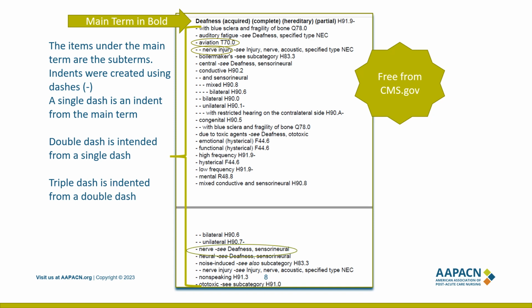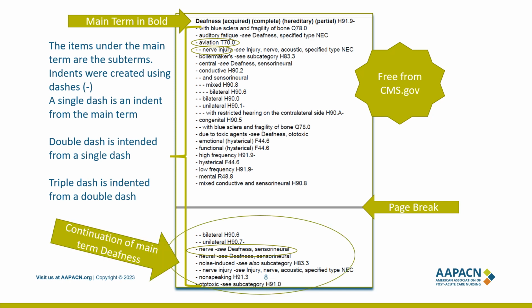Another not so user-friendly aspect of the free PDF is what happens when there is a page break. Unlike some of the published versions, the main term is not repeated at the beginning of the next page, so it's possible to get confused when looking at the main term that has many subcategories that go on to the next page. As you can see after the page break, this is a continuation of the main term of deafness.